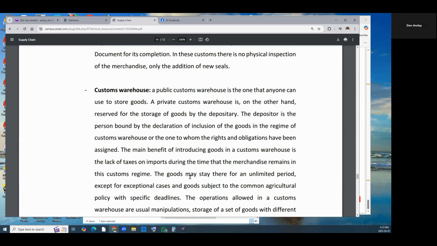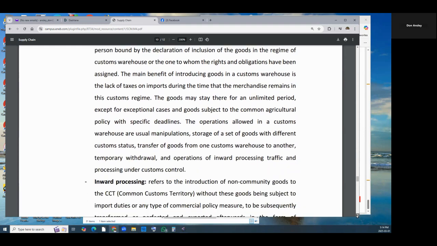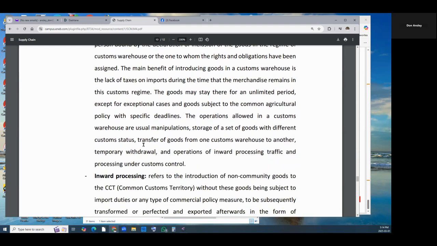The goods may stay there for an unlimited period of time, except for exceptional cases and goods subject to the Common Agricultural Policy, which has specific deadlines. The operations allowed in the customs warehouse are usual manipulations, storage of a set of goods with different customs status, transfers of goods from one customs warehouse to another, temporary withdrawal, and the operation of inward processing, traffic, and processing under customs controls.